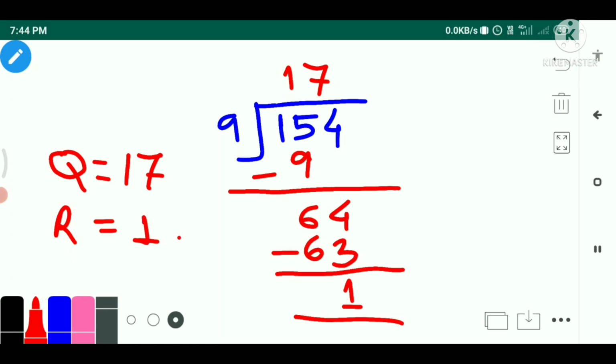1. So this quotient, it indicates what? The number of apples. So 17 apples are there in each box, and the leftover apples will be represented by the remainder. So after dividing the apples, 1 apple will be left over. Okay, so I hope that you have understood these questions. So you have to do these questions in your classwork copy.